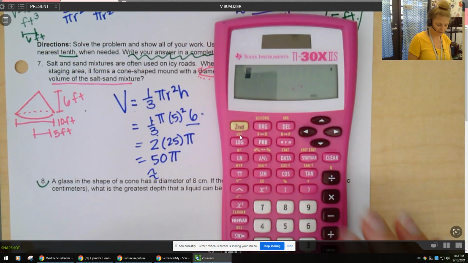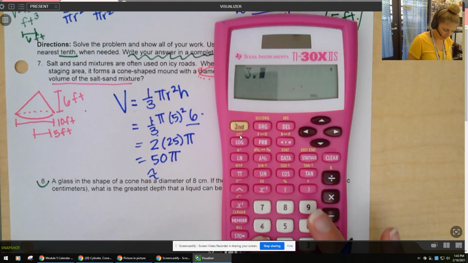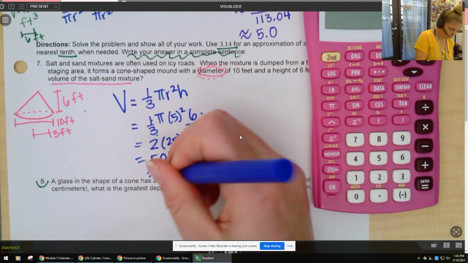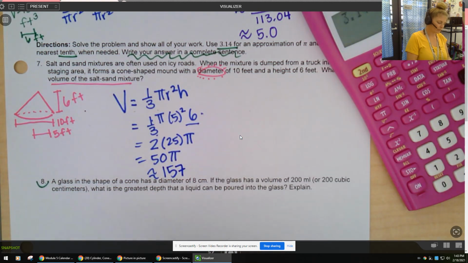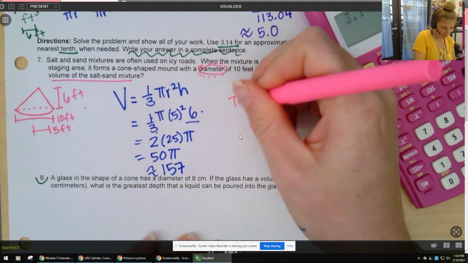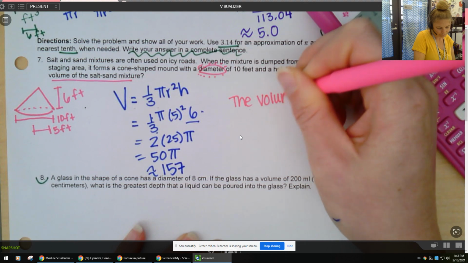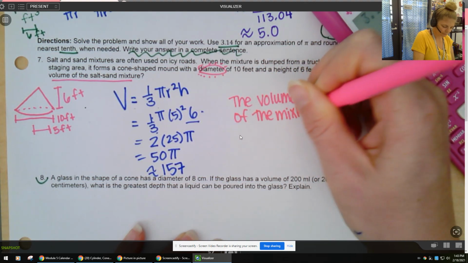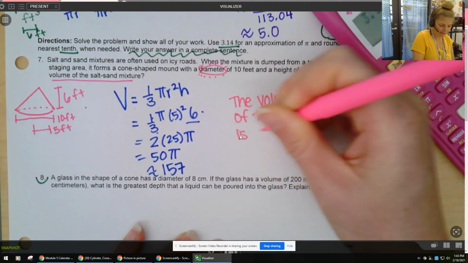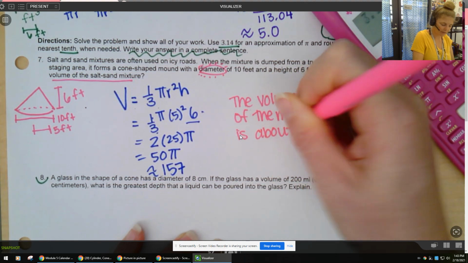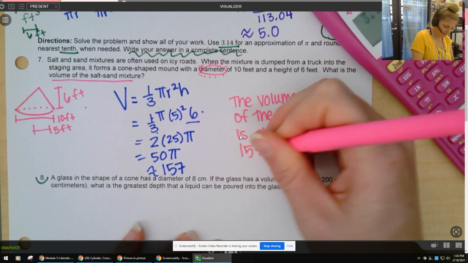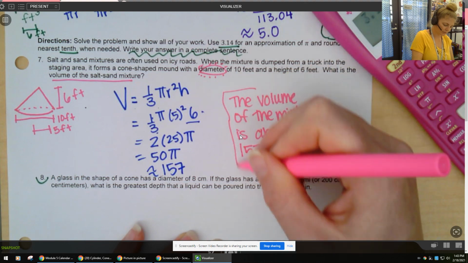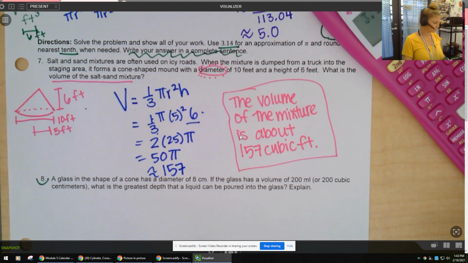is where calculator comes in handy, 3.14 times 50, 157. So we have to write our answer in a nice sentence. The volume of the mixture is about, make sure you use the words about or approximately, 157 cubic feet. So we can say cubic feet or feet cubed, but there's our answer.